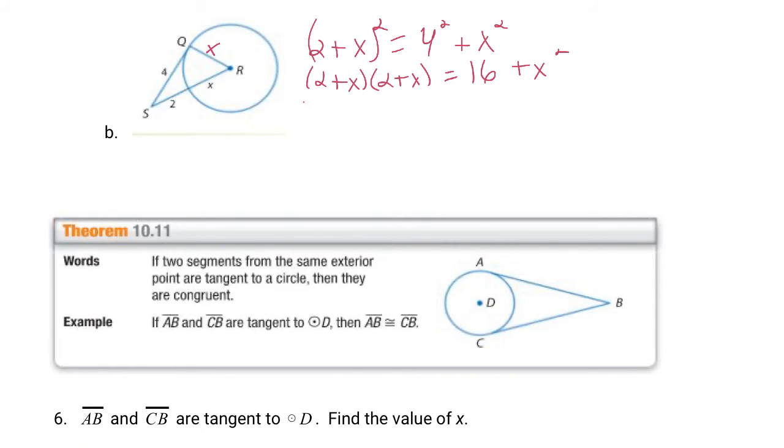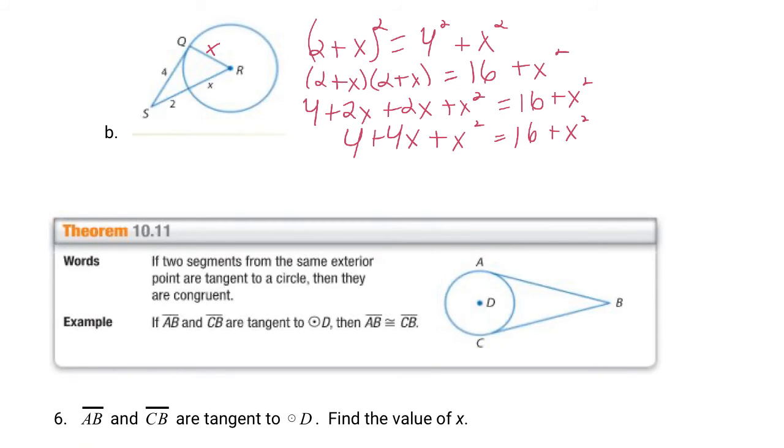Now we multiply. 4 plus 2x plus 2x plus x squared is 16 plus x squared. Combine like terms on the right. 4 plus 4x plus x squared is 16 plus x squared. Now we have to get the like terms together. The x squareds cancel. And then subtract 4 from each side and get 4x is 12.